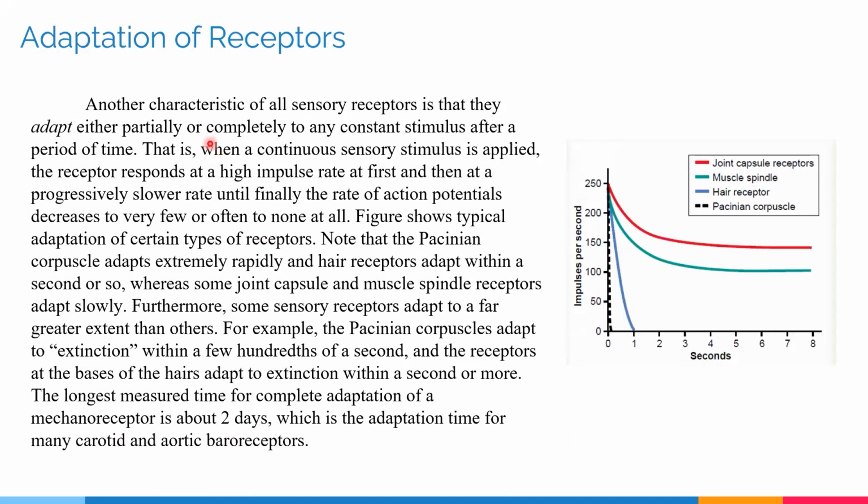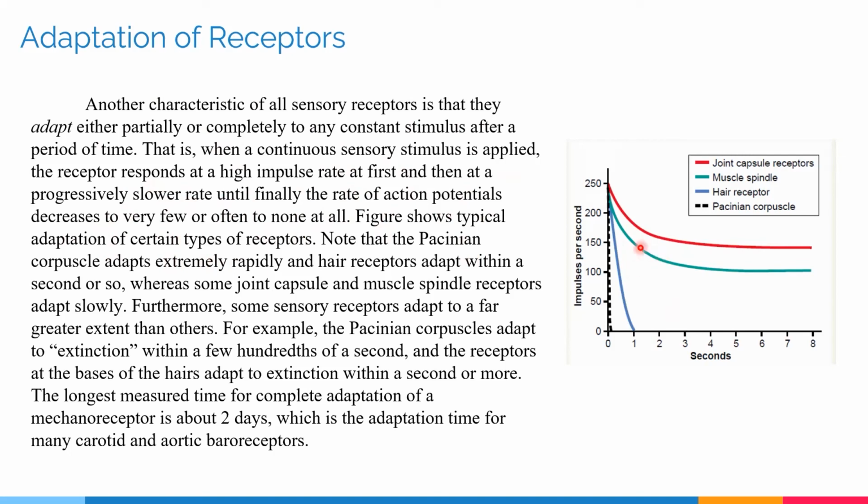Next, we look into adaptation of receptors. Another characteristic of all sensory receptors is that they adapt either partially or completely to any constant stimulus after a period of time. That is, when a continuous sensory stimulus is applied, the receptor responds at a high impulse rate at first and then at progressively slower rate until finally the rate of action potential decreases to very few or often none at all. Figure shows the adaptation of certain types of receptors.